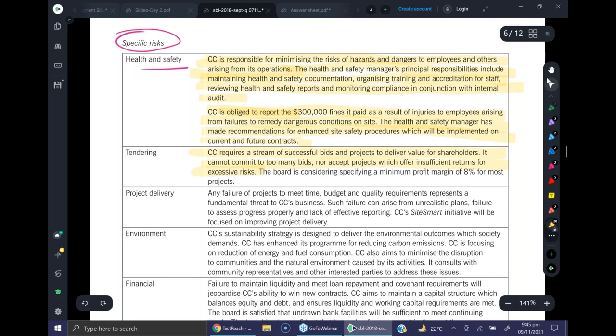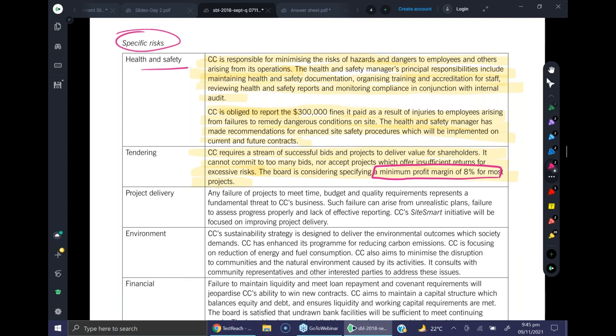The board is considering specifying a minimum profit margin of 8%. So what is their criteria? Minimum profit margin of 8% for most of the projects. So that is something you need to keep in mind as well. This might get connected to another point for financial issues to be discussed in question number 1 part A.